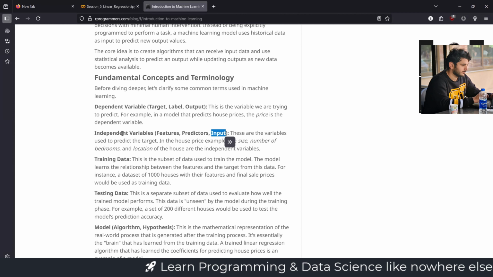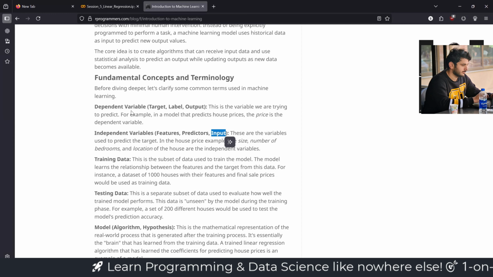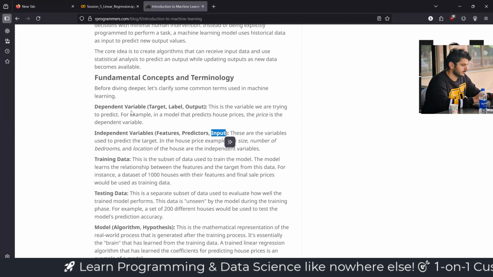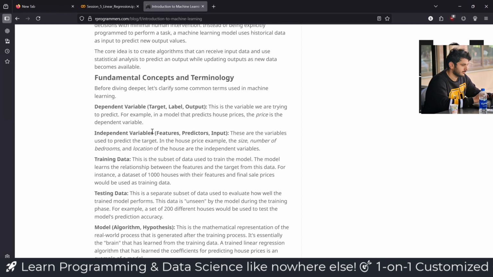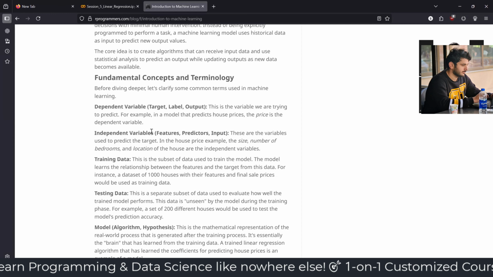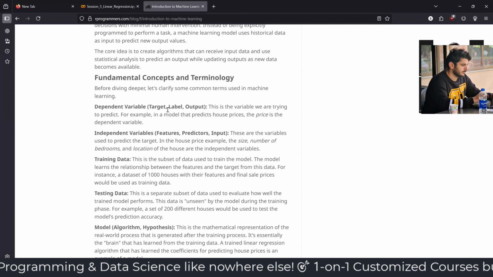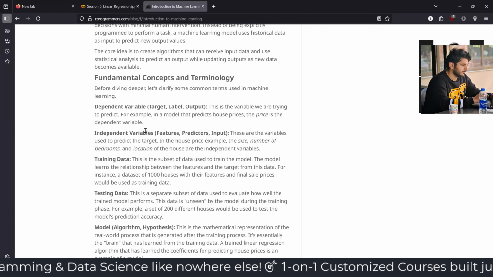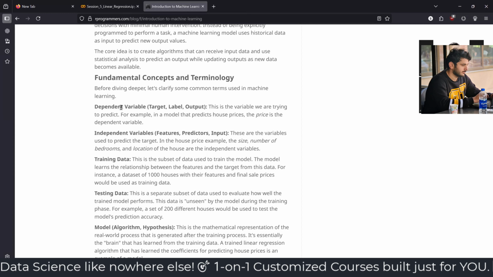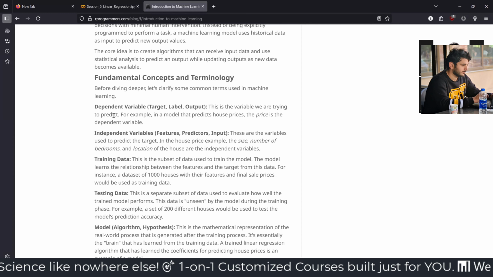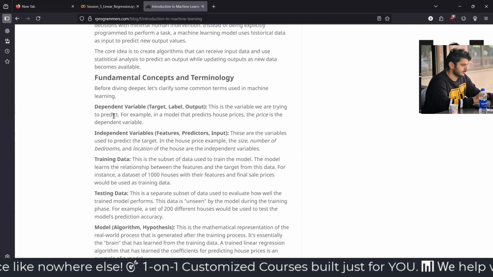If we're talking about features, predictors, or input variables, these are basically what we are talking about as independent variables. Dependent variables are the variables that we're going to predict or find the relationship about, and independent variables are the features that are basically influencing the dependent variable. We use these variables to predict that particular variable that we're calling the dependent variable.